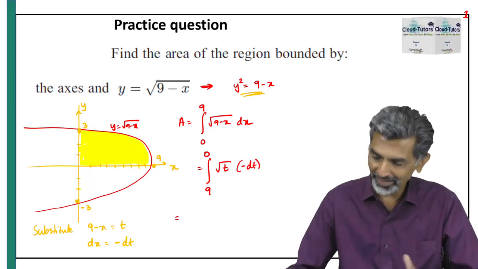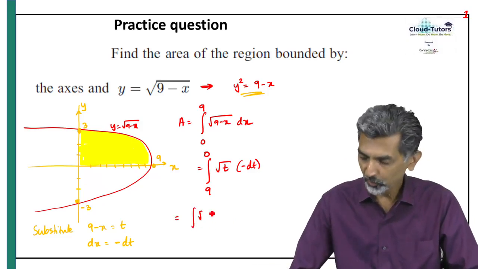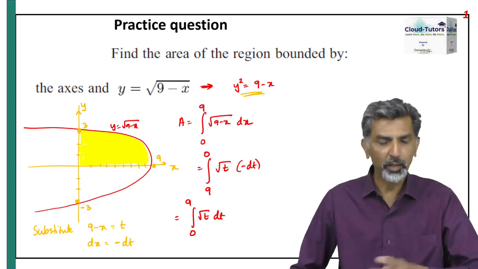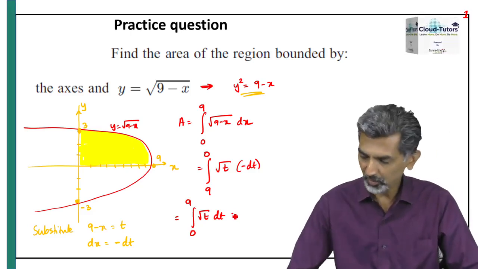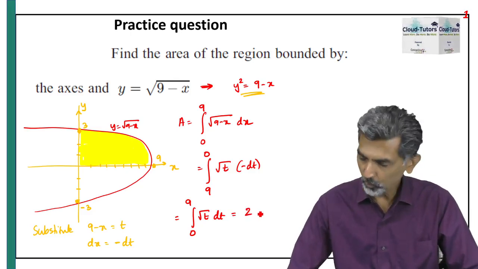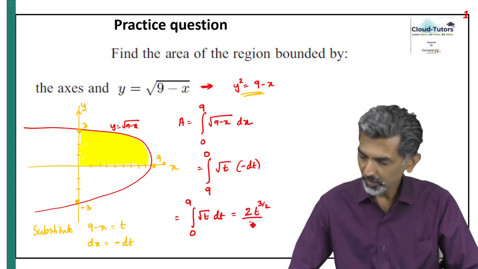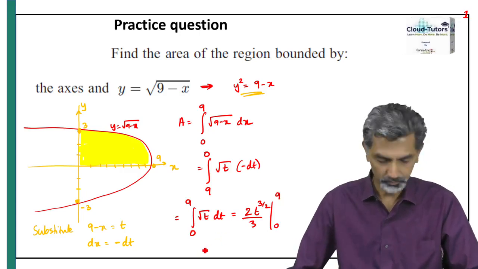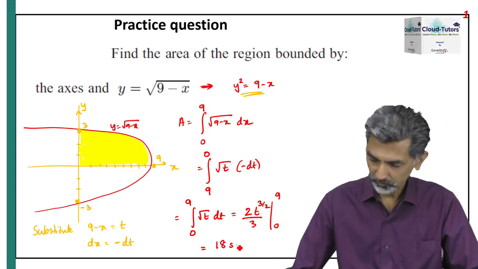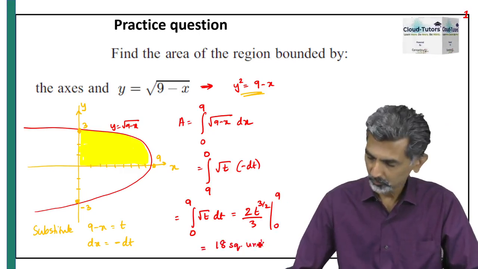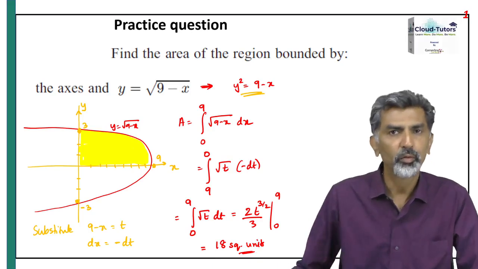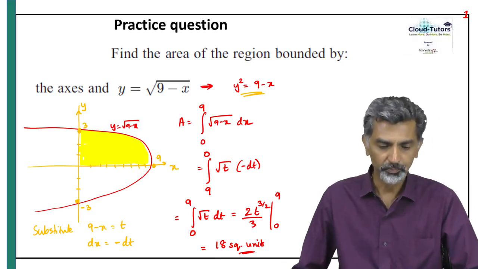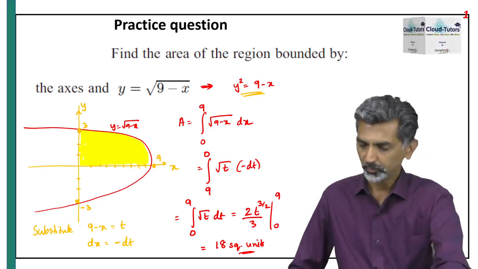And this can be rewritten by getting rid of the negative sign as the integral of square root of t dt from 0 to 9. I removed the negative sign and I swapped the limits of integration, and that becomes 2t^(3/2) by 3 between 0 and 9, which is 18 square units. So we did it quite easily.